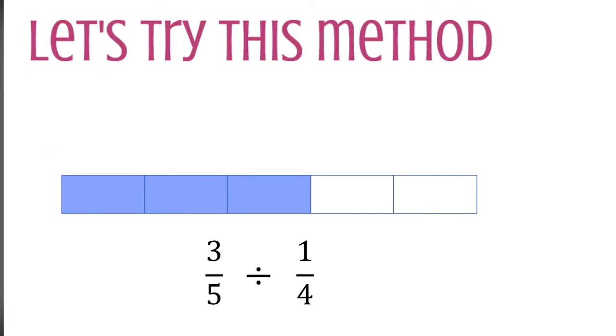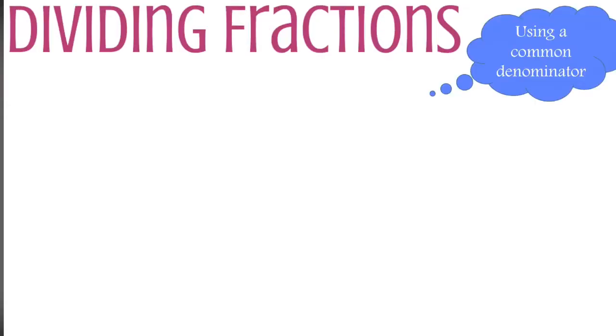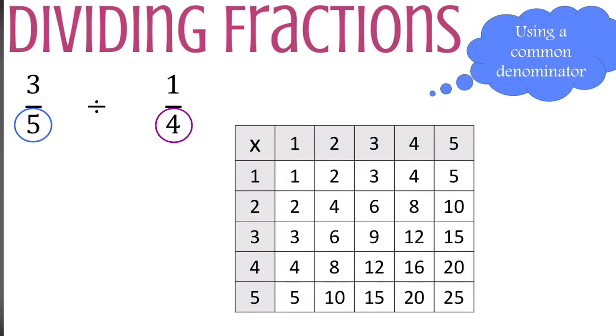The next method we are going to look at is using a common denominator. 3/5 divided by 1/4. We have a denominator of 5 and we have a denominator of 4. Some of you may already know what the common denominator is. Some of you may list out multiples. I'm going to look at the multiplication chart to find the common denominator. I look at the row for 5 and I look at the column for 4 and I find the first number they have in common. In this case, it is 20.